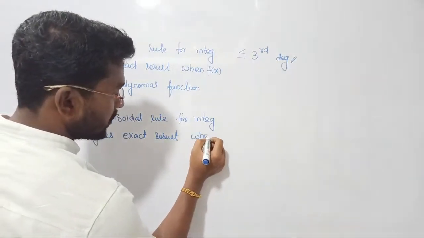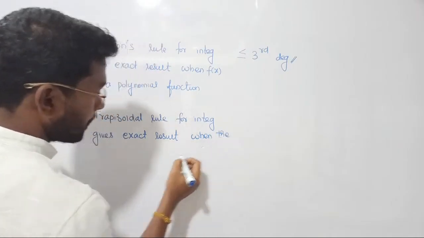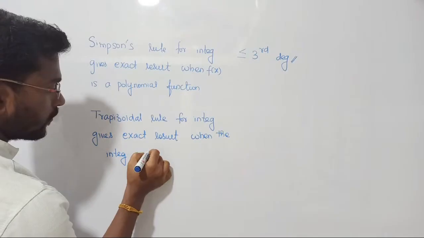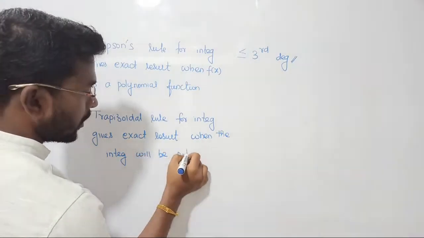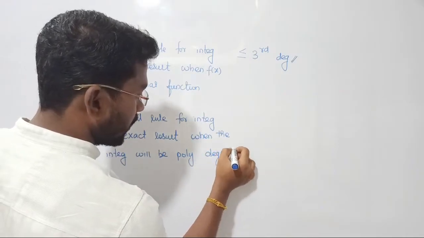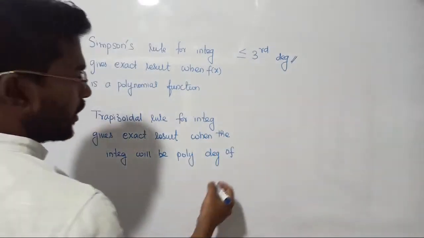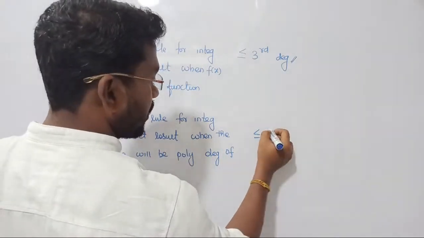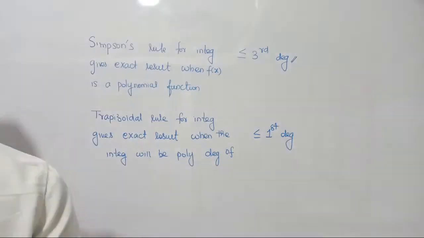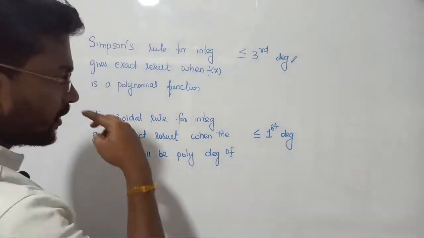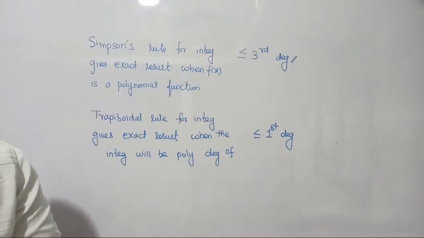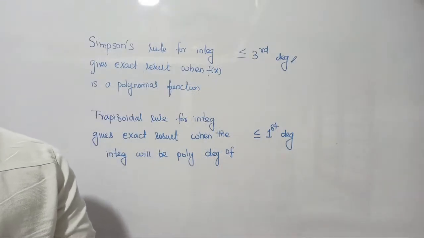Can you please post your answer? When the integrand is a polynomial of degree of, up to less than or equal to what? It is going to be first degree. We had discussed that. We can raise these things up to first degree. Just now I gave the conclusion, so that is the exact result. It means you can consider 0 and 1.